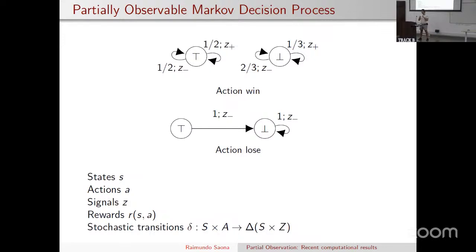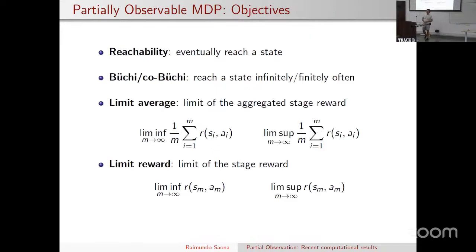and you have probabilistic transitions. Of course, it can be more complicated than that. In this case, if you play lose, you just go and lose. All right. So this is the model. Any questions about the model? No. Great. Okay.